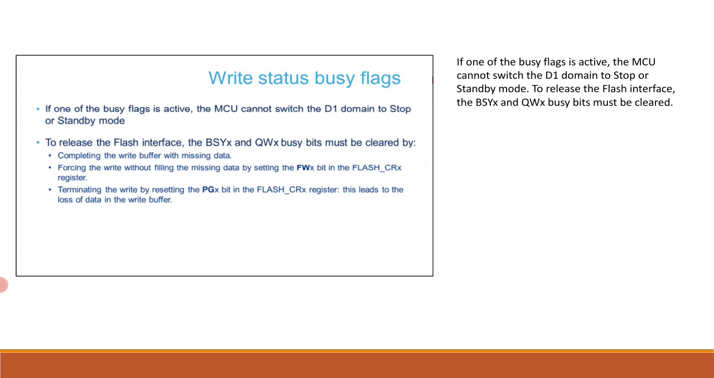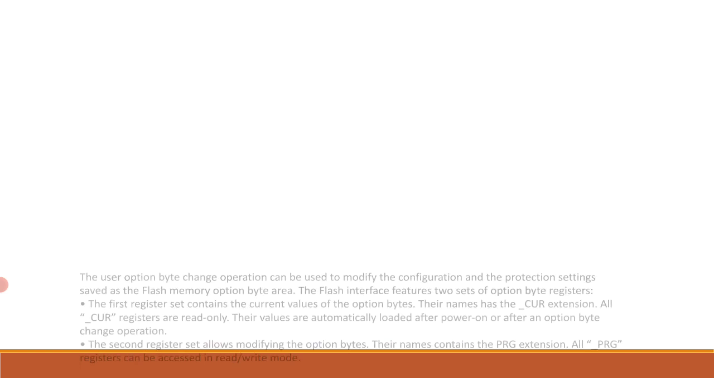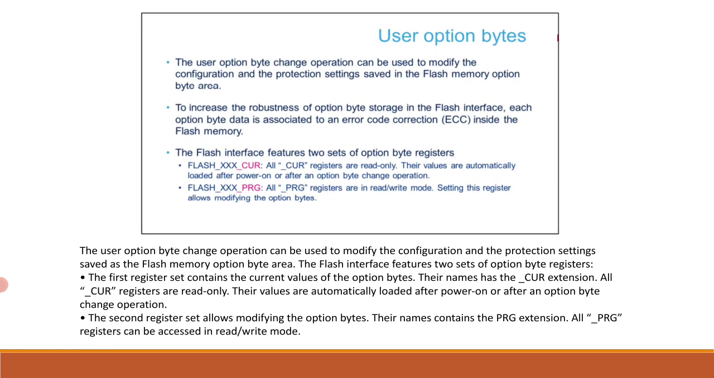So we need to talk about user option bytes. The user option byte change operation can be used to modify the configuration and the protection settings saved in the flash memory option byte area. The flash interface features two sets of option byte registers. The first register set contains the current values of the option bytes. Their names have the _CUR extension, for current.